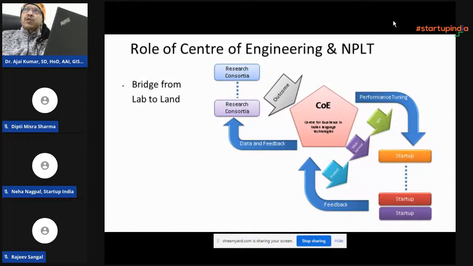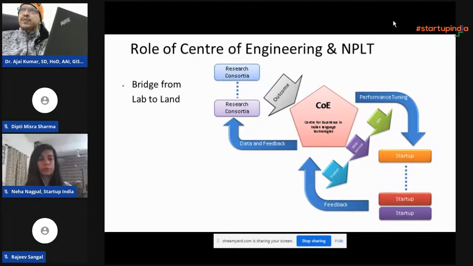So what is our role? The research consortia outcomes will go through the COEE, and there might be some performance tunings, and we will make it available as APIs, web services, or downloadable products. The feedback, of course, as well as data gets pumped back into the research consortia to ensure that the work goes from the lab to the land.